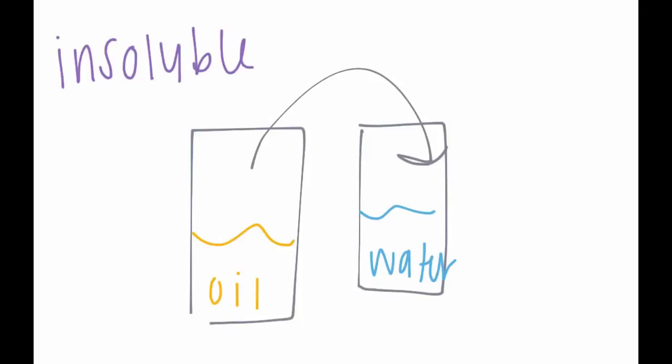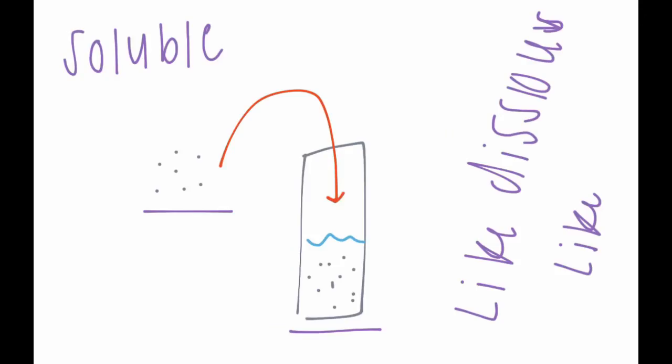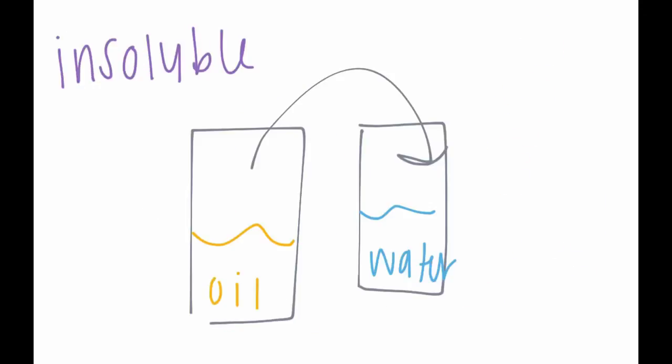it's just saying that water and oil don't mix, so that means that they're insoluble because they're constructed a different way. Unlike salt and water, where the salt dissolves within the water, since oil and water aren't alike, they won't dissolve within each other.